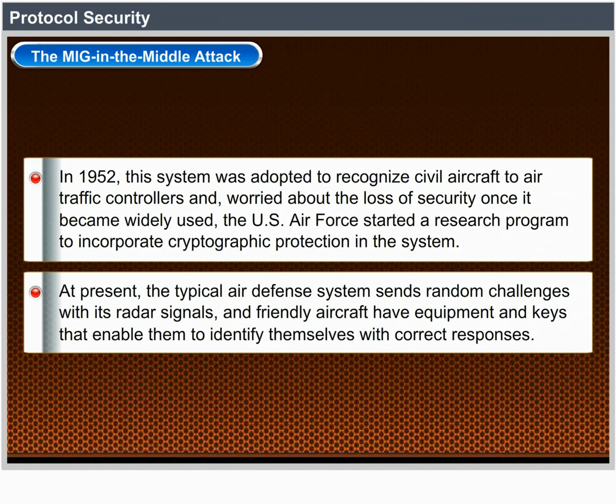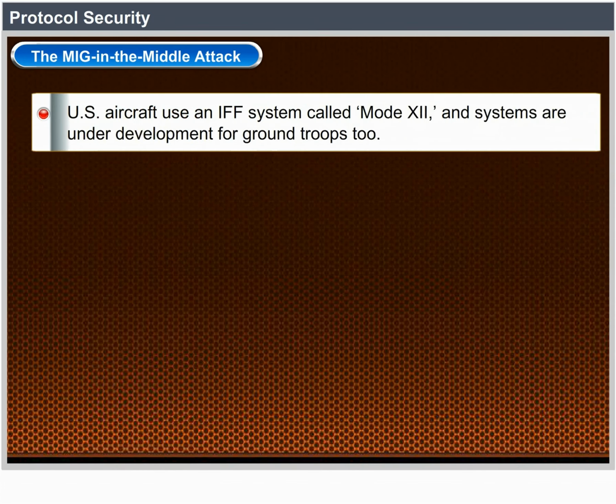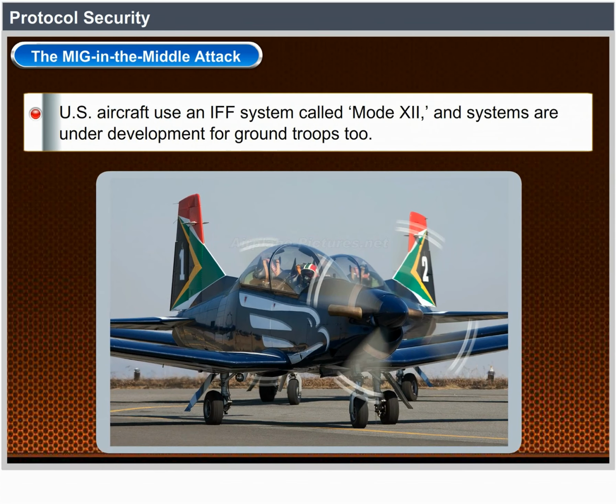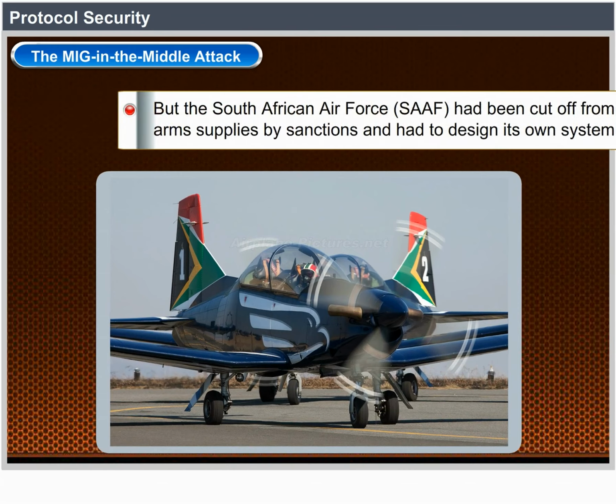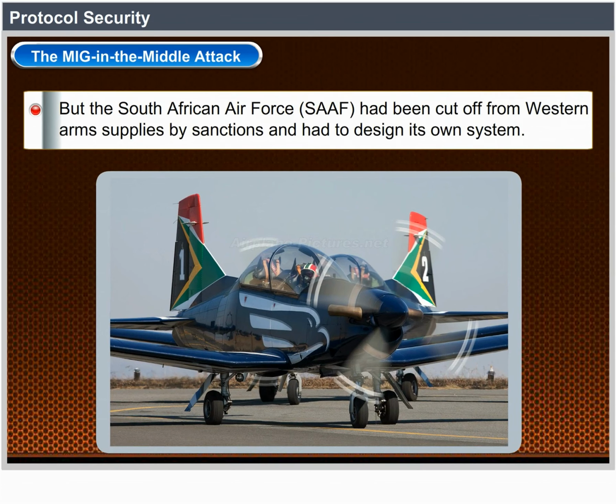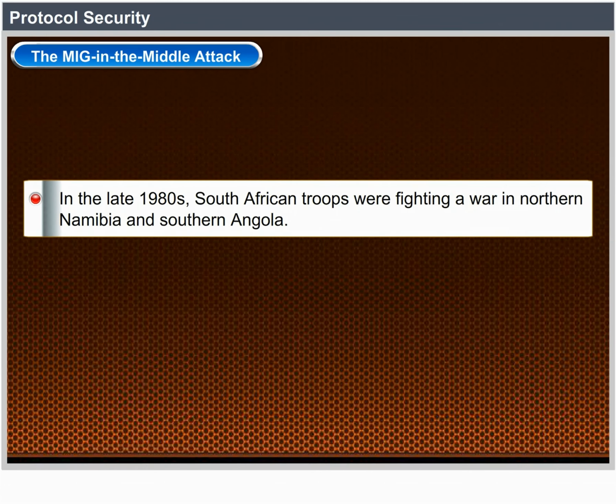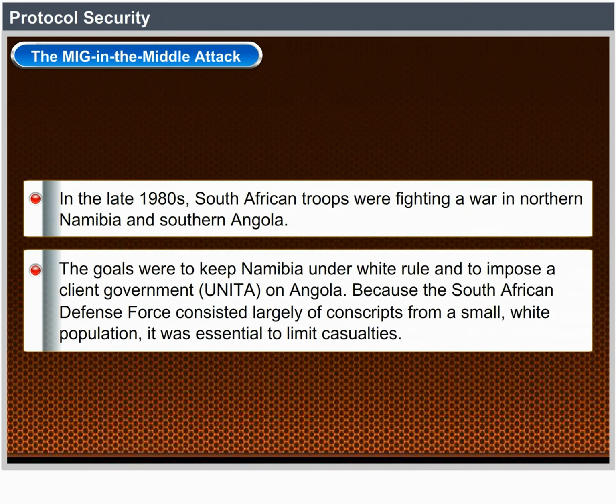US aircraft use an IFF system called Mode 12, and systems are under development for ground troops too. But the South African Air Force, SAAF, had been cut off from Western arms supplies by sanctions and had to design its own system. In the late 1980s, South African troops were fighting a war in northern Namibia and southern Angola. The goals were to keep Namibia under white rule and to impose a client government, UNITA, on Angola.